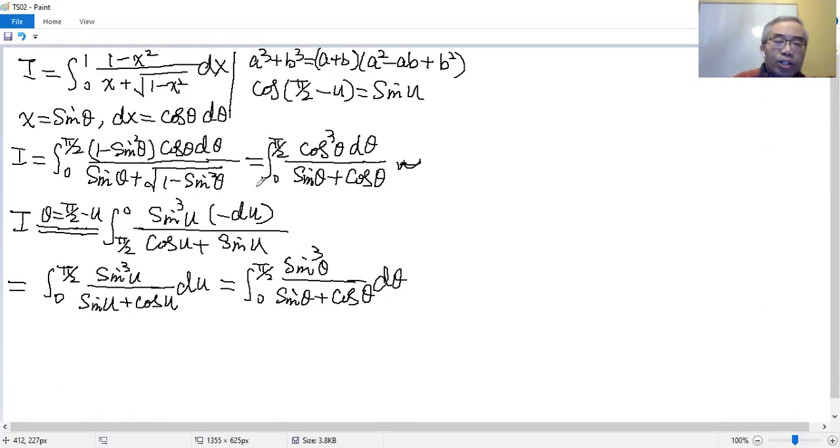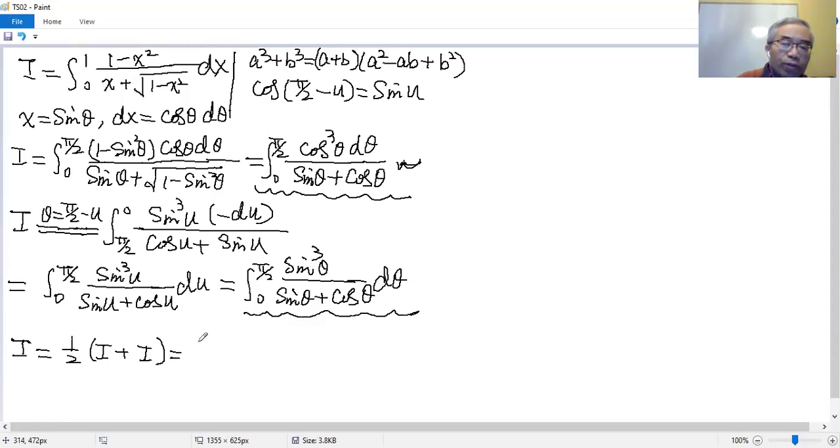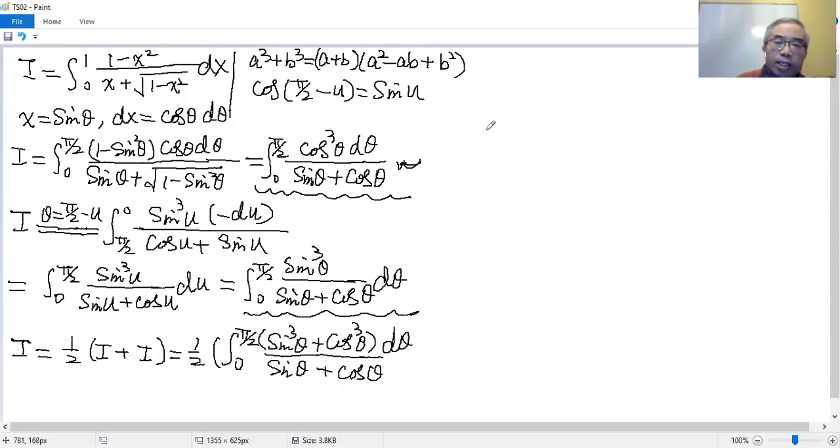Then we get two expressions for I, one here and one here. So we express I as half of I plus I. For the first I, we take this one, and for the second I, we take this one, and then we combine them together. So we get the integral from 0 to half pi. Because they have the same denominator, we can simply add the tops. So we get sine theta cubed plus cosine theta cubed d theta, and the bottom sine theta plus cosine theta.